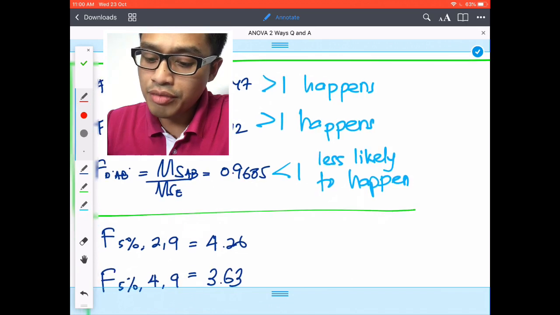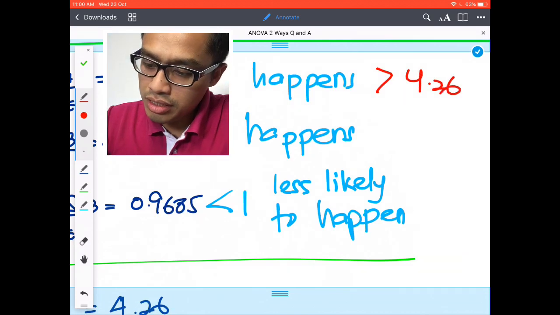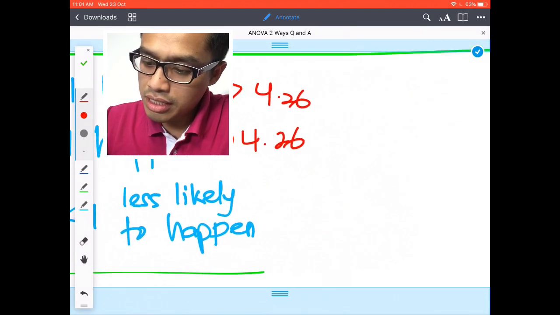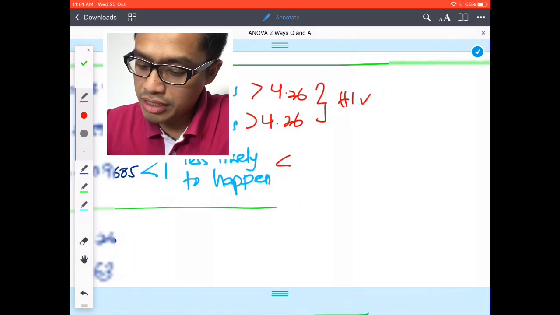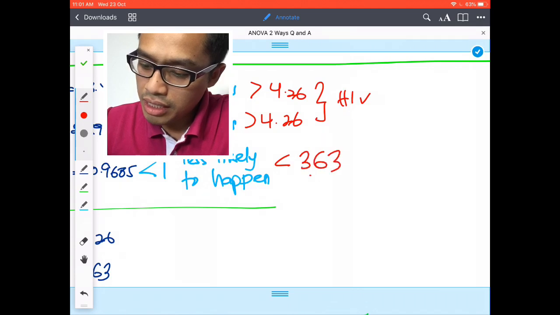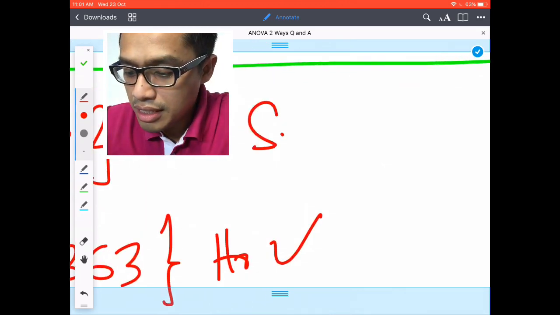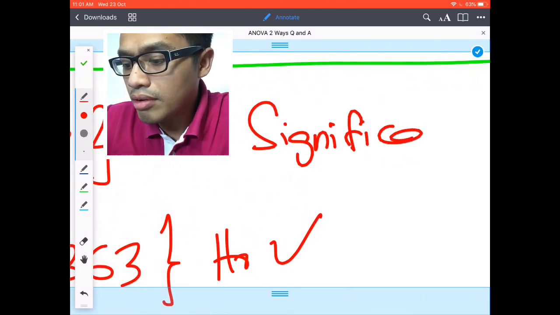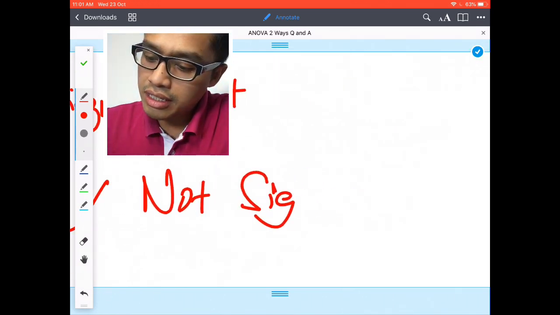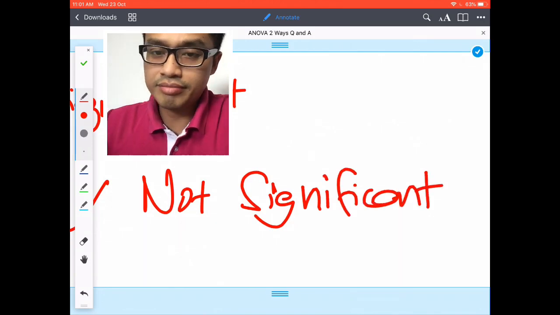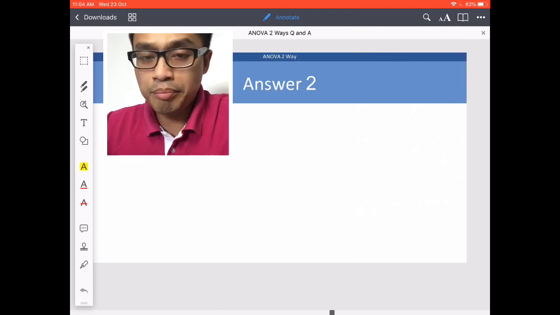For F0A and F0B, this is more than 4.26, so H1 accepted. This one will be less than 3.63, H0 accepted. That means this is significant and this is not significant. Alright. So F0A, F0B happens and is significant.